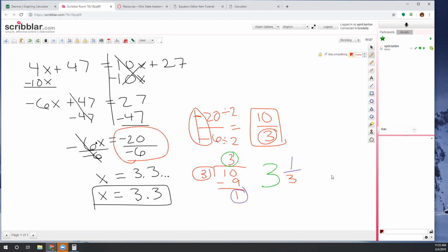Yeah, you always do the division, and then this is the main number, this is the top of the fraction, this is the bottom of the fraction. So whatever's remaining is the top number, and the bottom number is the number you divided by. Okay, I got that. That makes sense. Good. All right. Any other questions from your course?